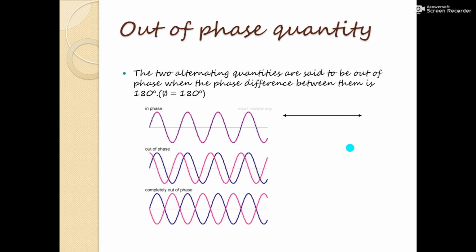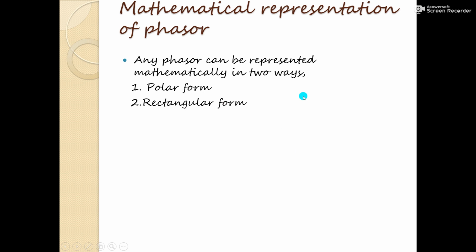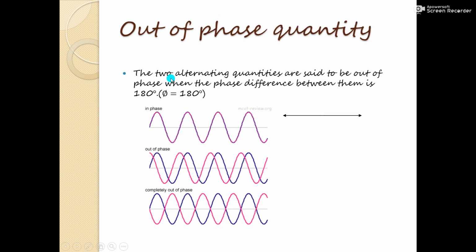Now let us have a look at out of phase. The two alternating quantities are said to be out of phase when the phase difference between them is 180 degree. So the phi value is equal to 180 degree. You will observe in the waveform that two quantities are out of phase, and by phasor representation we can show the two phasors which are making the angle between them, that phi equal to 180 degree.